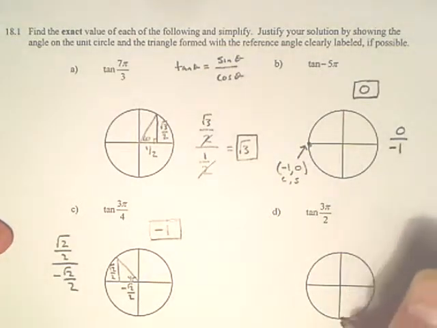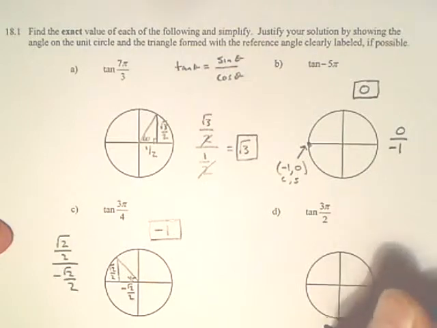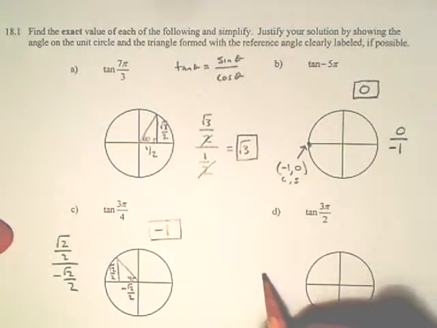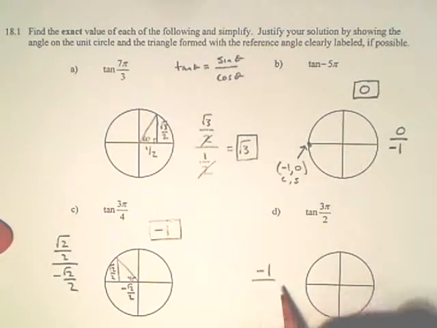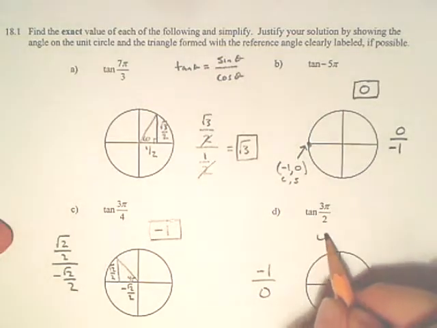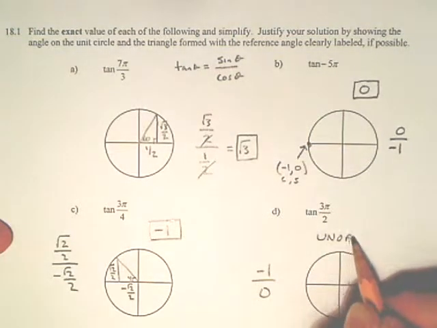3 pi over 2 is straight down. That coordinate point is 0, negative 1. Sine is the negative 1. Cosine is the 0. Putting sine on top of cosine. Anything divided by 0, we are going to call undefined.